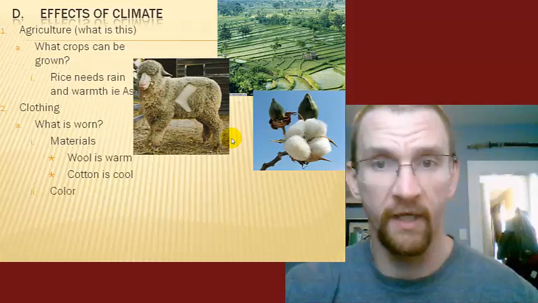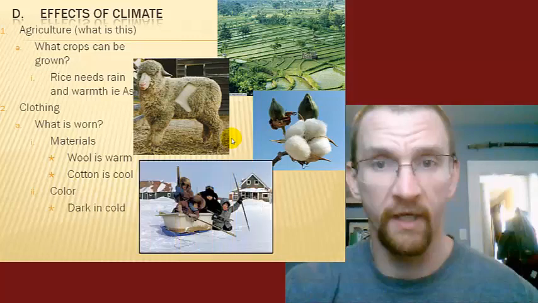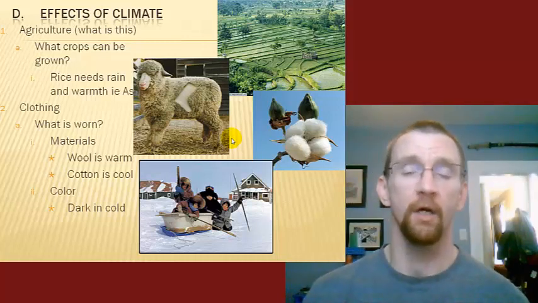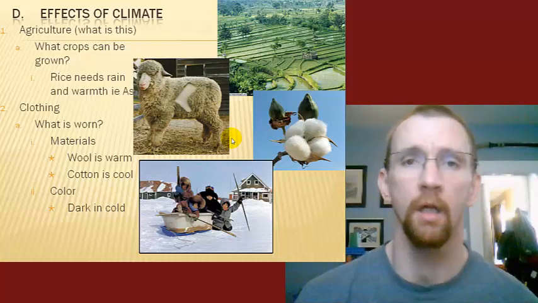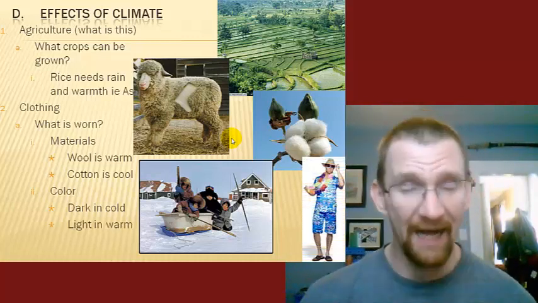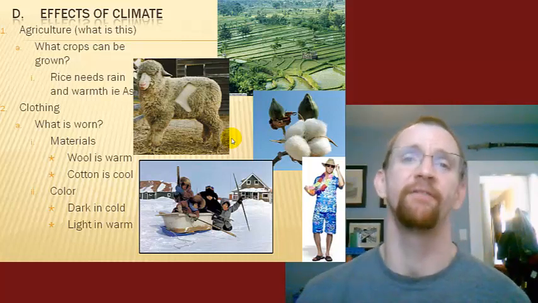Two, the color of your clothing is dictated by the weather and the climate. Dark colors tend to attract light, so in a cold weather climate, people are going to wear dark clothes. It helps keep them warm. On the other hand, think about, I love Hawaiian shirts. I love obnoxious Hawaiian shirts.